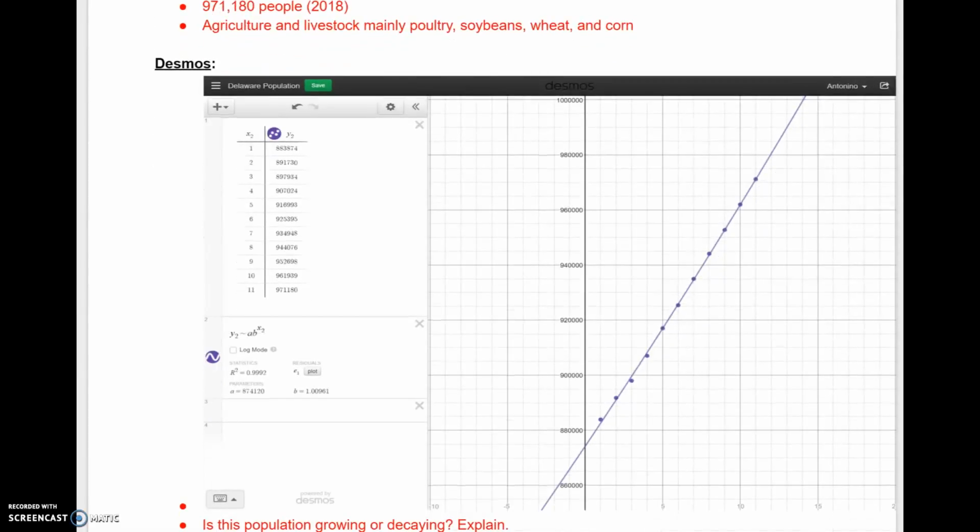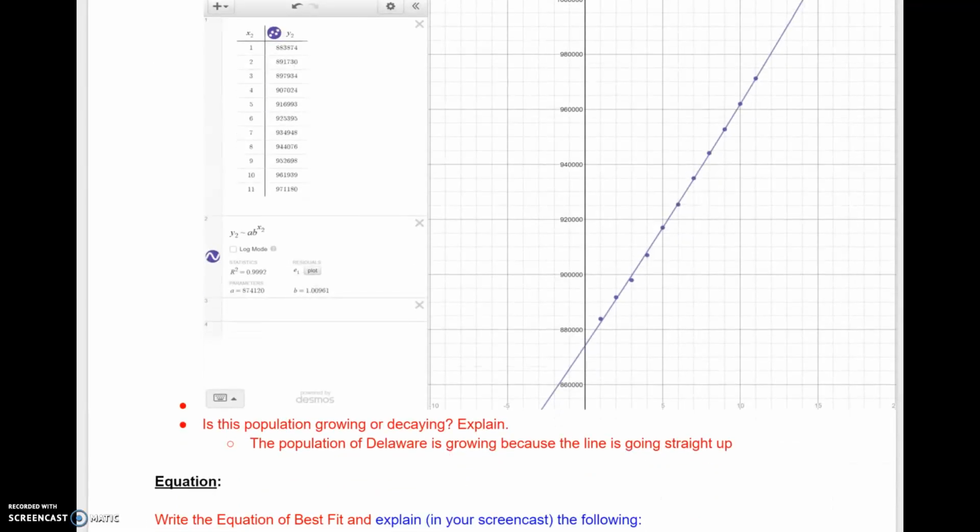Here's my Desmos graph showing 11 years, from 2008 through now. The trend line is going up, which means the population is, in fact, growing.